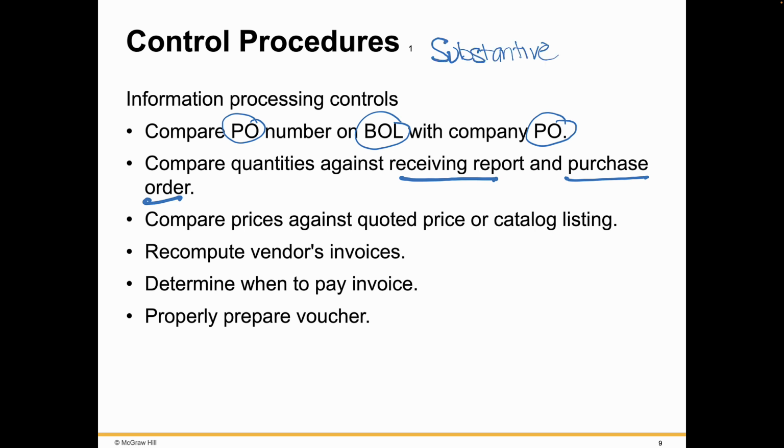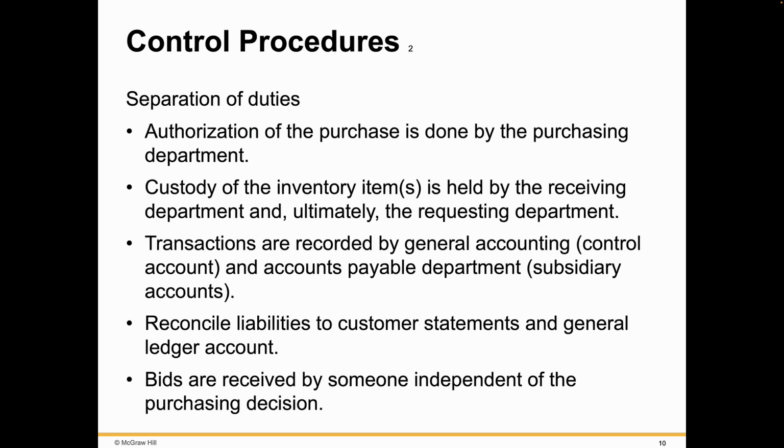So you want to compare prices between what's on the invoice and what was quoted. You want to recompute the vendor's invoices, determine when to pay, and then properly prepare the vouchers. So these are all the procedures that hopefully we see within the organization. Obviously, separation of duties is one of the simpler internal controls that we can have in an organization.